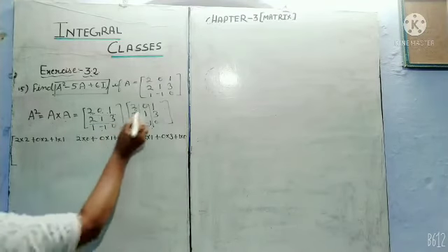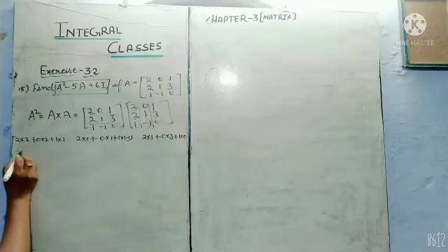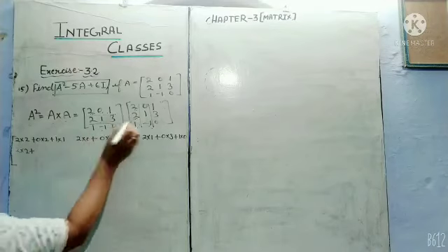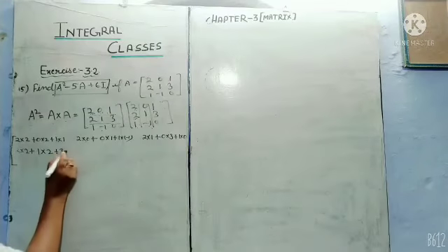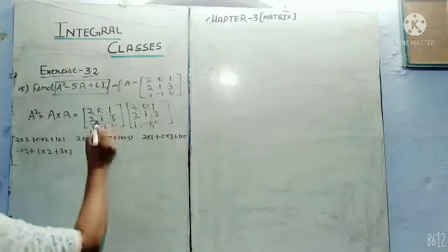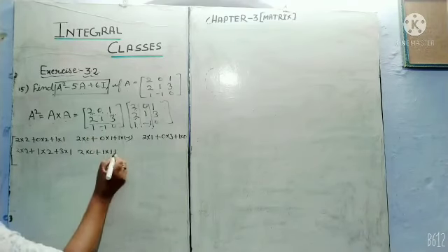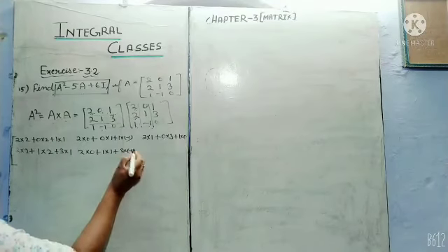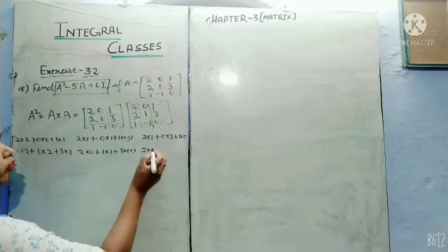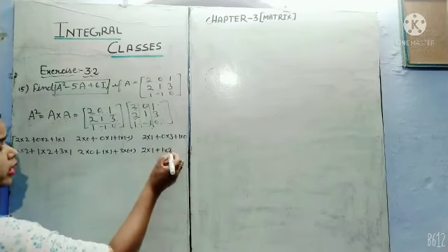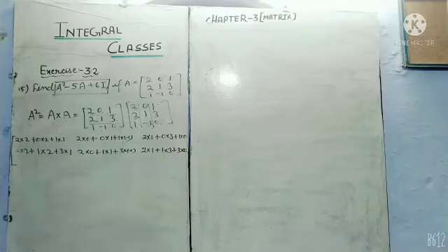Now second row multiply all of these three columns similarly. 2 into 2 plus 1 into 2 plus 3 into 1. Again second column, 2 into 0 plus 1 into 1 plus 3 into minus 1. Again second row, third column, 2 into 1 plus 1 into 3 plus 3 into 0. So the second row is also completed here.